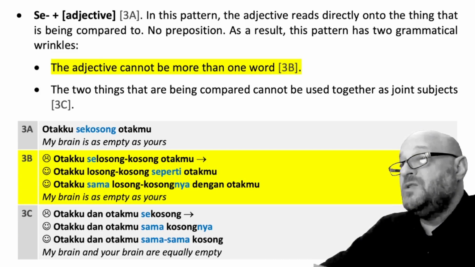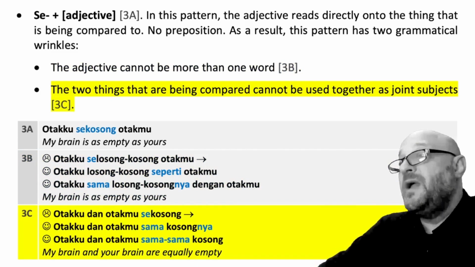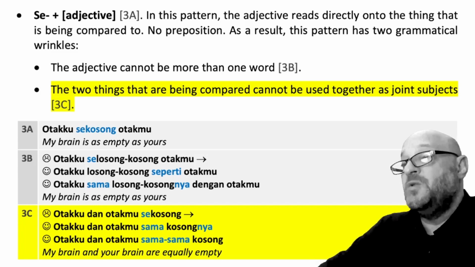It could be turned into otaku kosong kosong seperti otakmu or otaku sama kosong kosongnya dengan otakmu. My brain is as empty as yours. The 2 things that are being compared cannot be used together as joint subjects. Example 3c, otaku dan otakmu sekosong. You should say otaku dan otakmu sama kosongnya or otaku dan otakmu sama-sama kosong. My brain and your brain are equally empty.